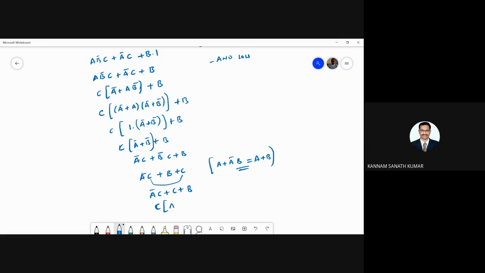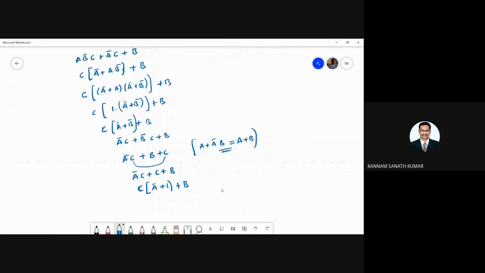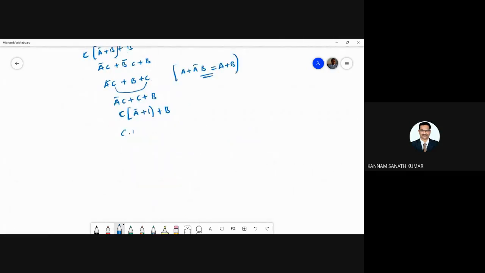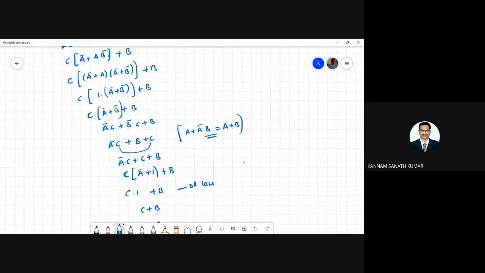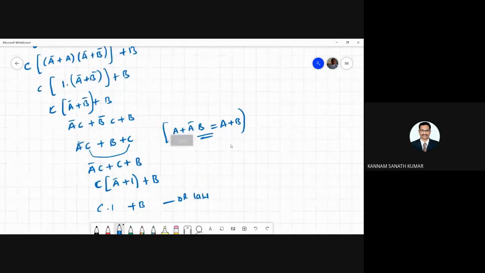C common. A bar plus 1 plus B. So from the R law, C into 1 plus B. This is from the R law. So C plus B. So this is equal to what? B plus... This is the final expression for the given Boolean expression. So this is how we need to minimize the given expression into the minimum number of literals.